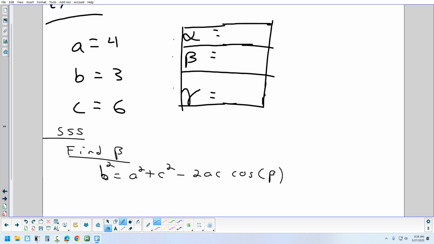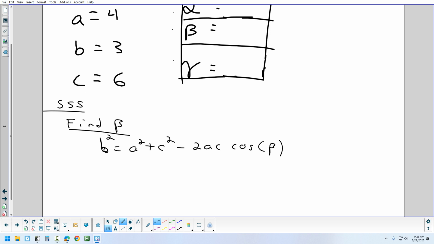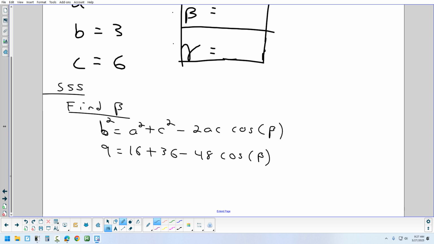Okay, b squared. How much is that? 9. a squared is 16. All right, how about c squared? 36. 2 times a times c. Well, what's 2 times a? 8. What's 8 times 6? 48. Cosine beta. Okay. Next thing that I would do there is what?